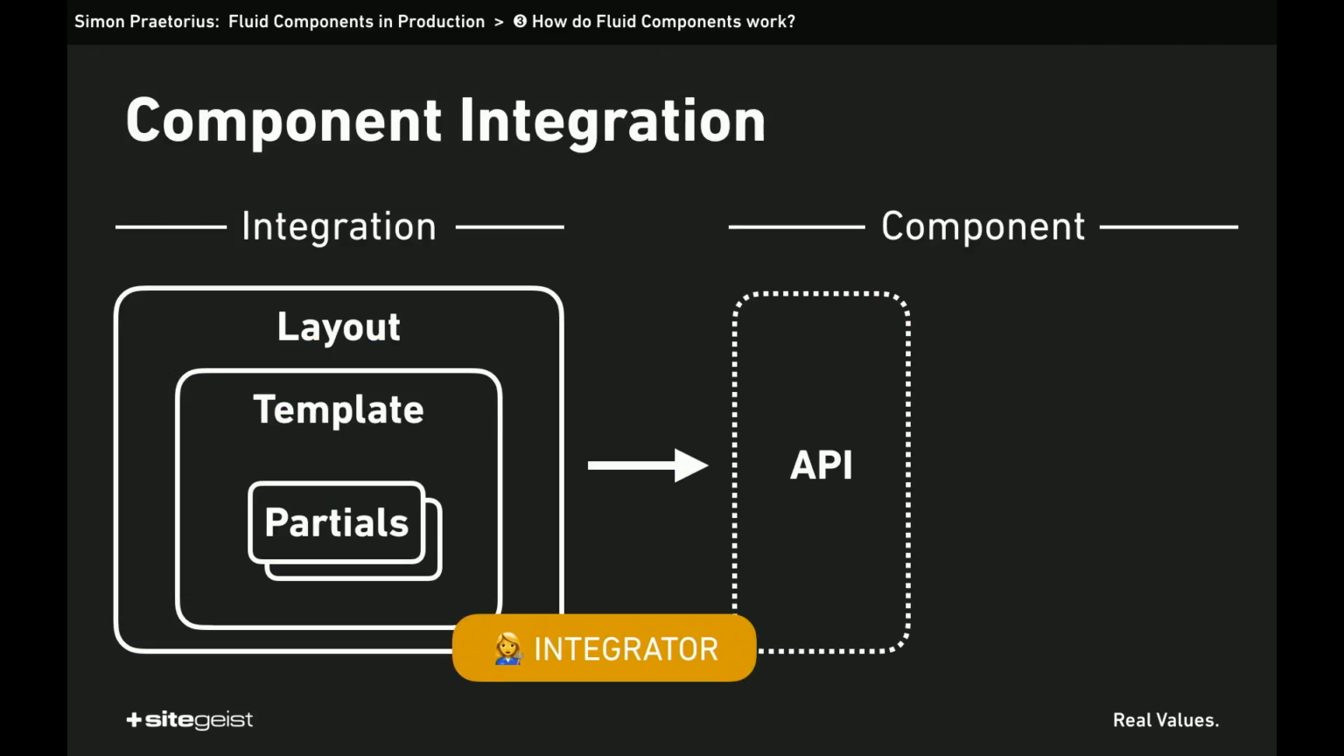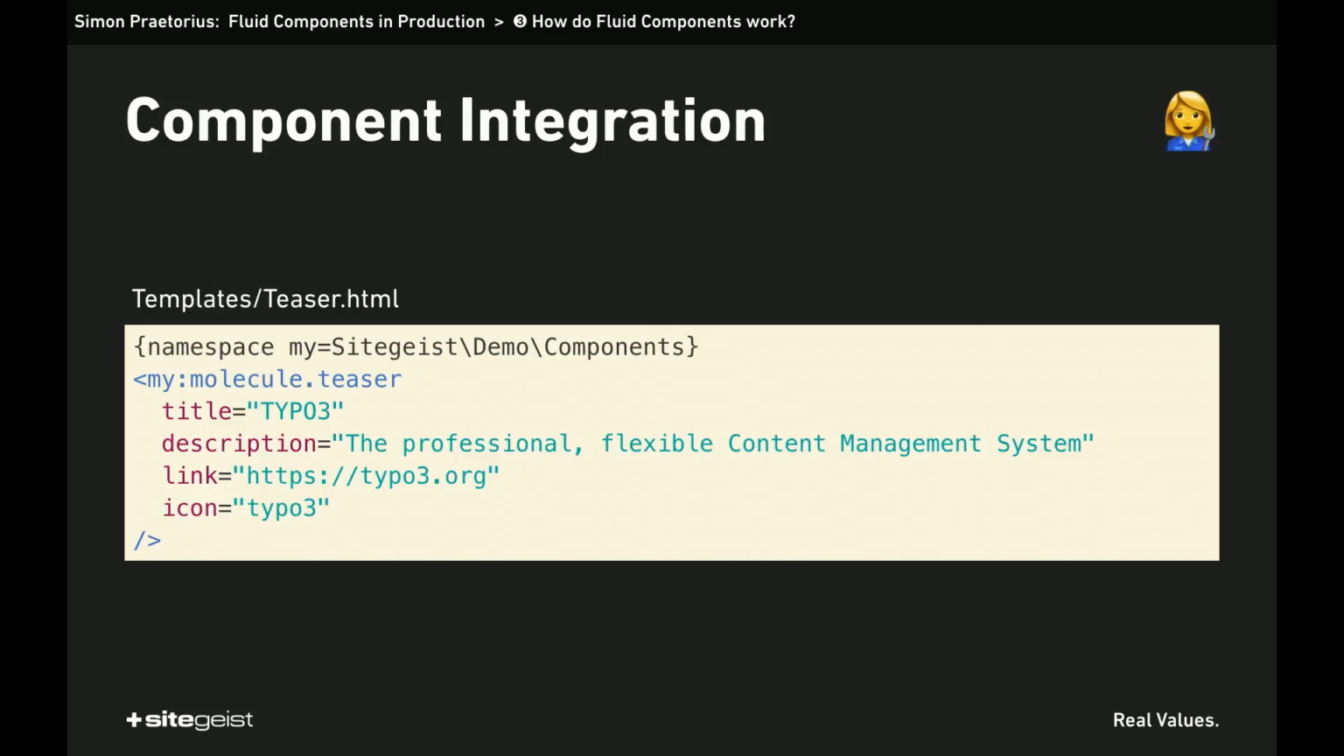And the last part is, of course, the integration. So once you build your components, you want to create a website out of it. So the integrator would go into the layout template or the partial and would call the component there, and we've already seen it before. If the namespace isn't already there, you define it, but usually you define one global namespace for your component set, and then you just call it like a view helper, although it's not a view helper, it's a component.